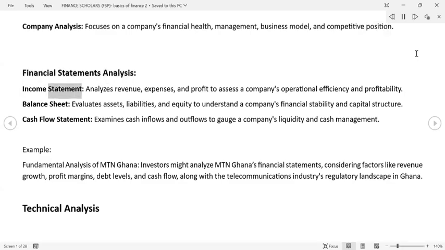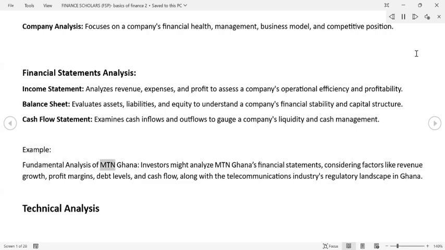Financial statements analysis. Income statement analyzes revenue, expenses, and profit to assess a company's operational efficiency and profitability. Balance sheet evaluates assets, liabilities, and equity to understand a company's financial stability and capital structure. Cash flow statement examines cash inflows and outflows to gauge a company's liquidity and cash management.